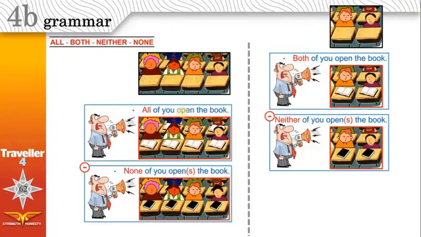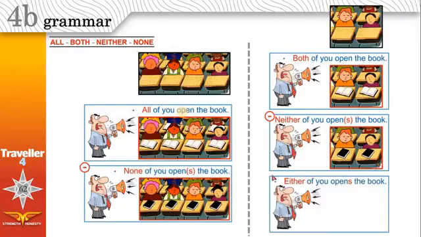So both and neither, 2 people or things, all and none, more than 2. None and neither, negative meaning. Neither and none can take a singular or a plural verb. Neither of you open, or neither of you opens the book.